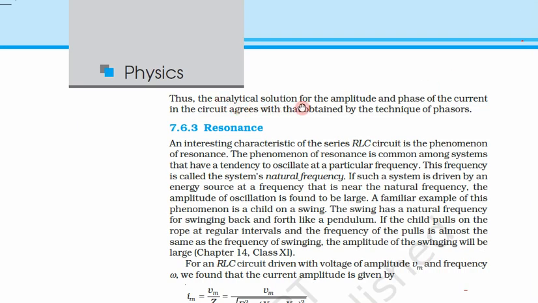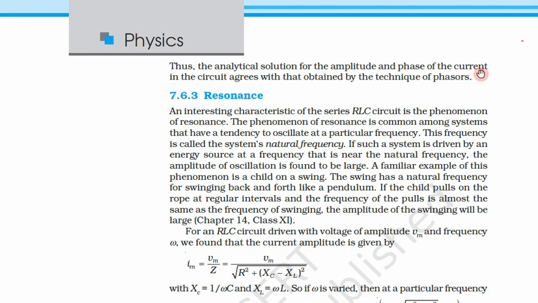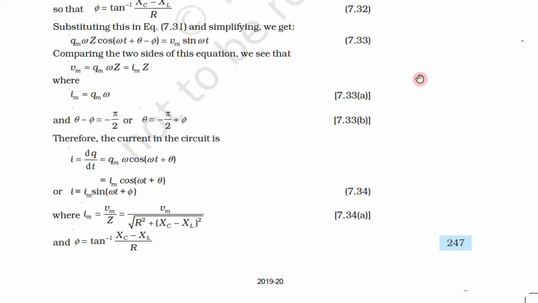Thus the analytical solution for amplitude and phase of the current in the circuit agrees with that obtained by the technique of phasors. Even with phasors we got the same thing: Vm is equal to Im Z, Im is equal to Vm upon Z, Z is the square root of R square plus Xc minus XL whole square, and phi is tan inverse of Xc minus XL upon R.